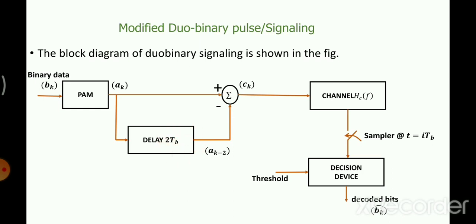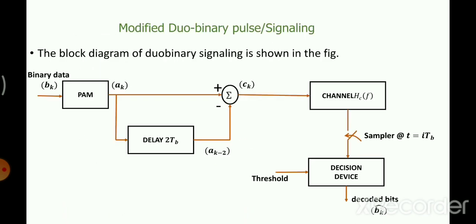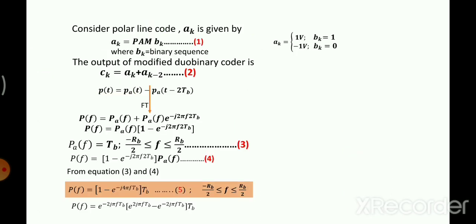Okay, let us see the arrangement here. As you can see, AK is PAM times BK. From the figure it is clear that AK is PAM times BK. If BK is bit 1, AK is going to be plus 1 volt. If BK is bit 0, AK is going to be minus 1 volt. It is mentioned here, whatever I have told just now.